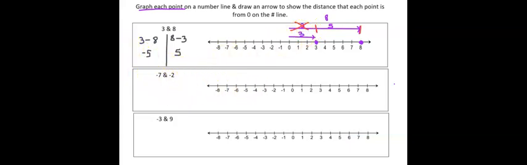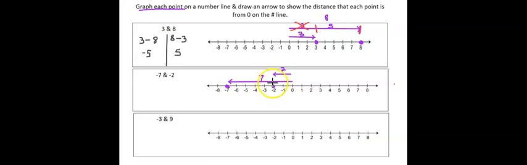Okay, the next one we're going to plot negative 7 and negative 2. And we're going to draw arrows to get from 0 to negative 7 and to get from 0 to negative 2. I'm going to draw that a little higher. And again, we're not so much interested in the direction we went, just how far we went.